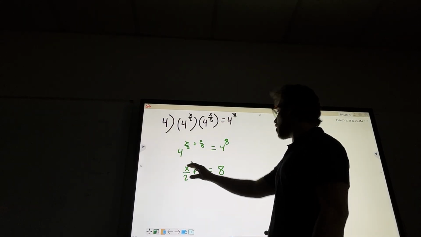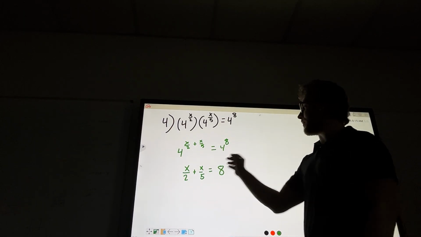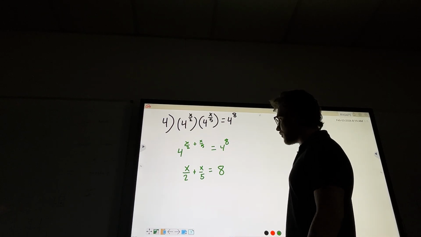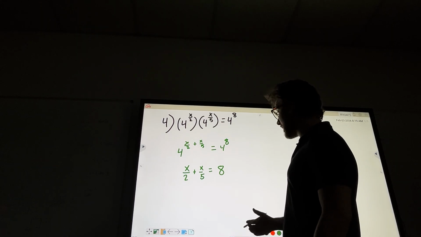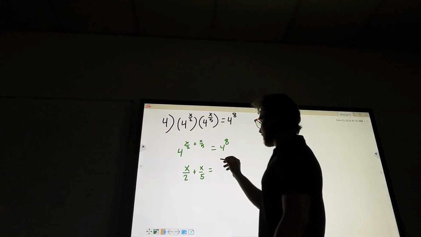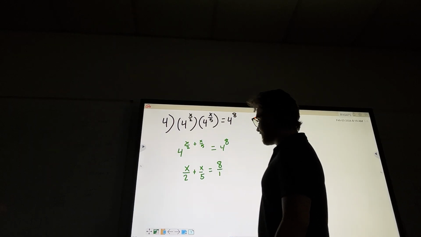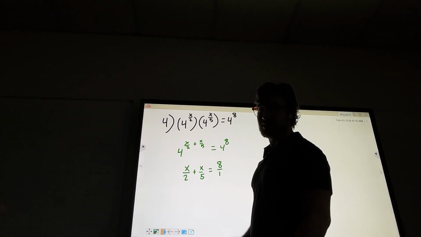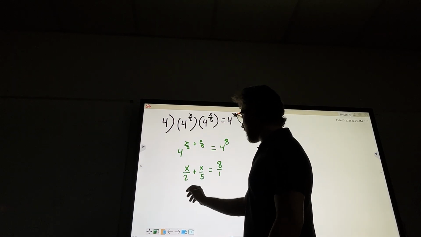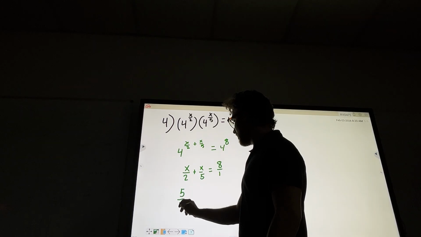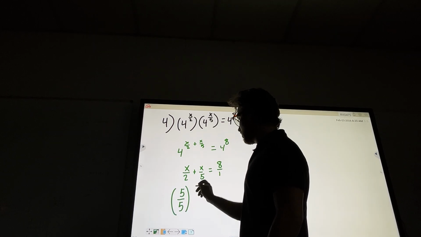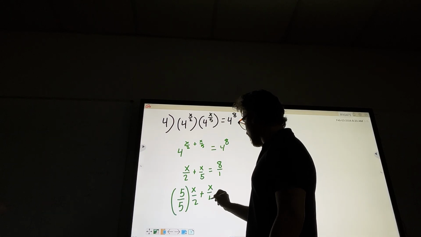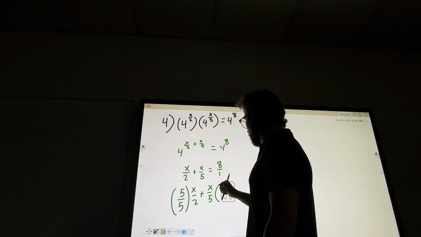We should know and not be too scared about these fractions. We can change them to all have the same denominator. Here our 8 is over 1. Our lowest common denominator is going to be 10. So we need to multiply our x over 2 by 5 over 5, and for our x over 5, we'll multiply that by 2 over 2.